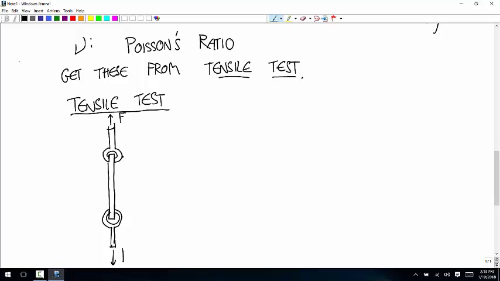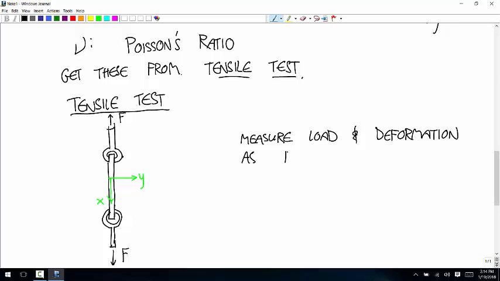You apply some known force, so you're measuring that force. And we're going to assume that we're using a coordinate system where the x-axis is along the long axis of the sample. So here's the x-axis, here's the y-axis. And you just measure the load and deformation as the tension is applied.